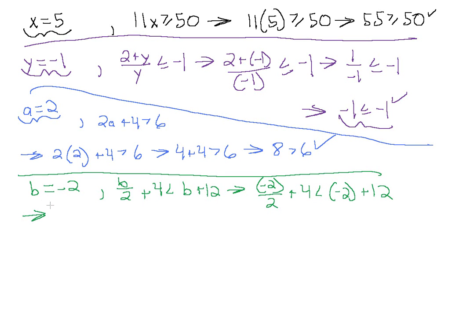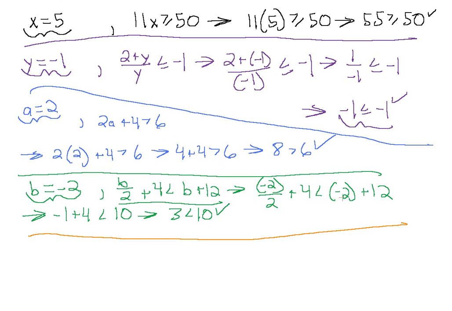Let's go ahead and do the math here. We have minus 1 plus 4 is less than minus 2 plus 12, which is just a positive 10. Minus 1 plus 4 is 3. 3 is less than 10 is a true statement, which means b equals negative 2 is contained in our solution interval for this inequality. So that checks out.